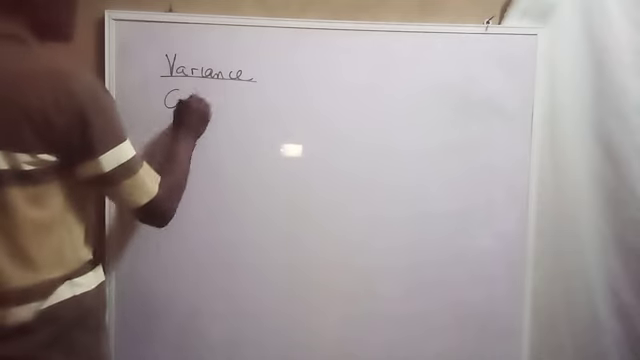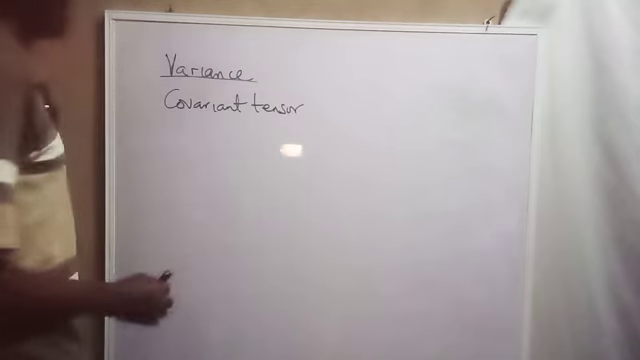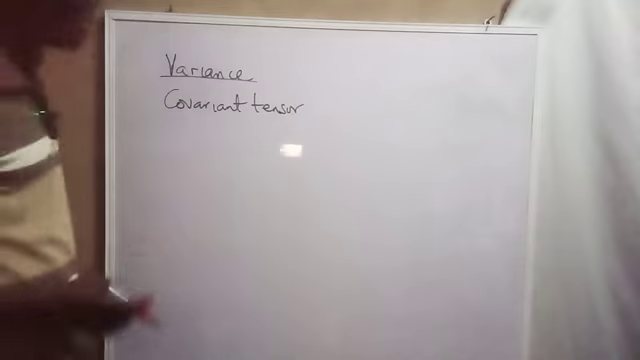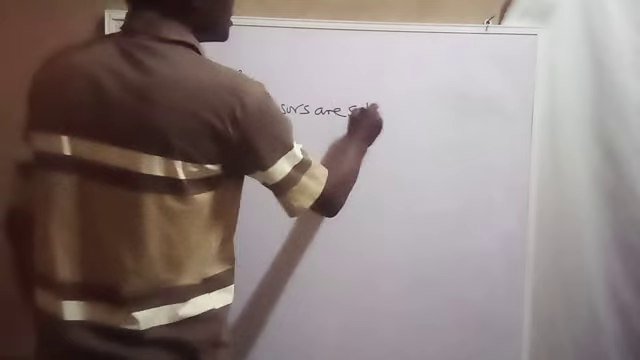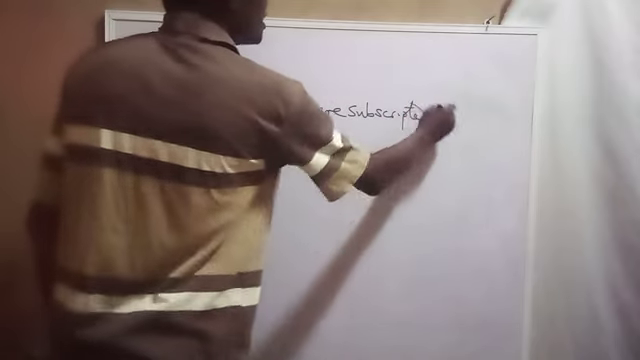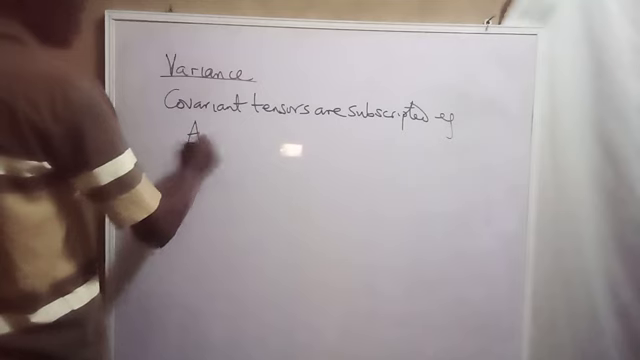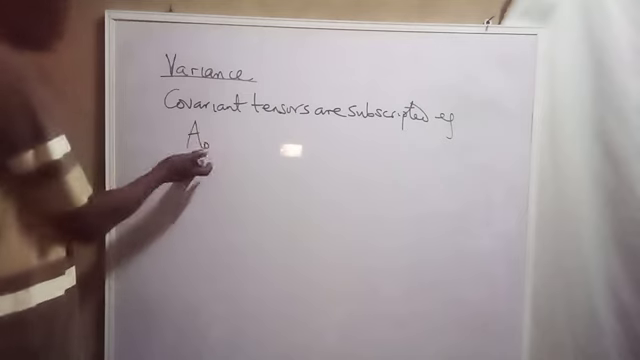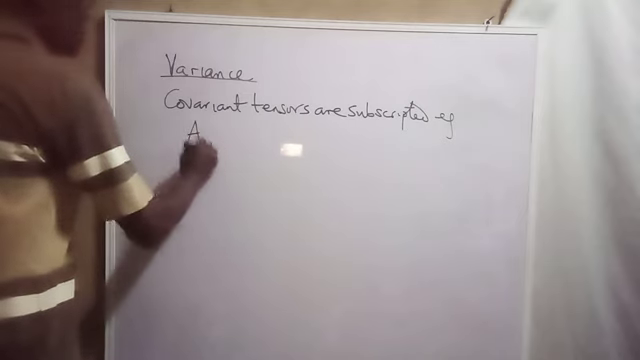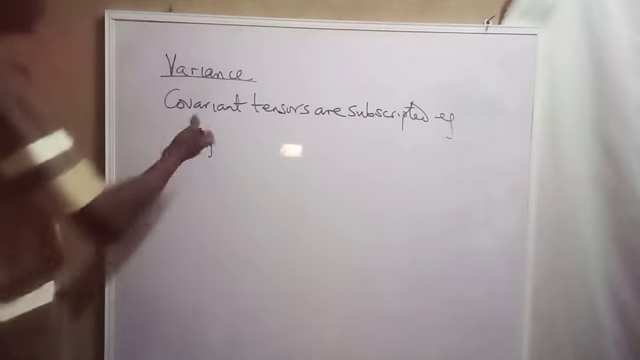Under this, we have one, covariant tensor. Covariant tensors are subscripted. I will explain what I mean by subscripted. For example, if I write A_ij, you can see that the indices are below, where i and j are subscripts. So this is an example of a covariant tensor.